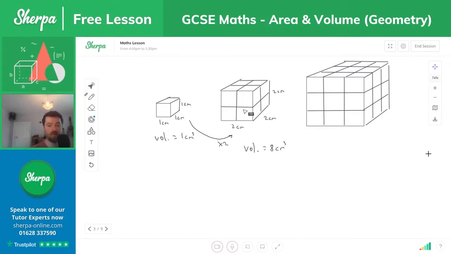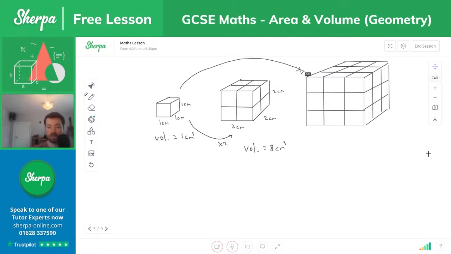How many lots of 1 centimeter cubed cubes do we have? Well, we've got 1, 2, 3, 4 in the first layer, and we've got another 1, 2, 3, and there's one at the back there, or in our second layer. So again, we've got 8 of our mini cubes to make our larger cube. And that's why I've divided these up into smaller cubes to make that clear.